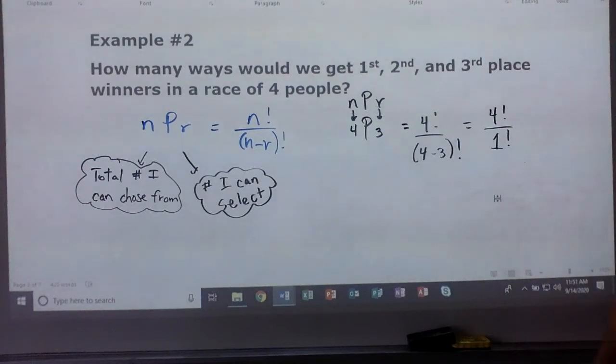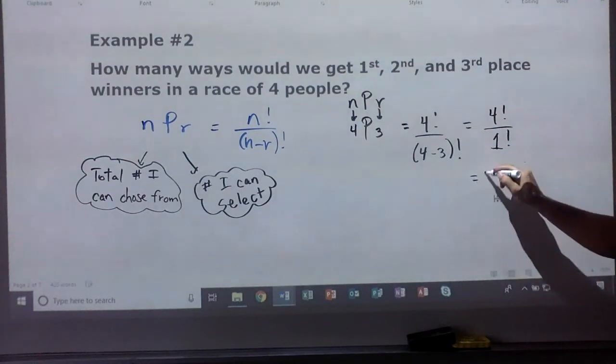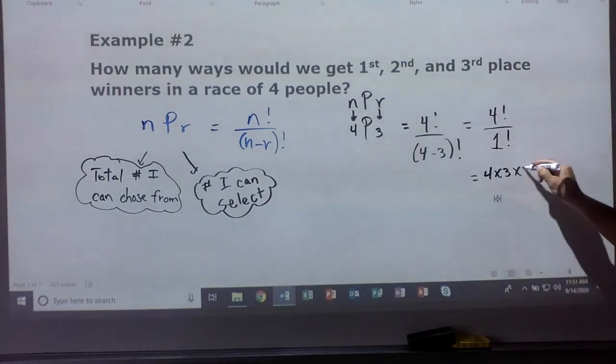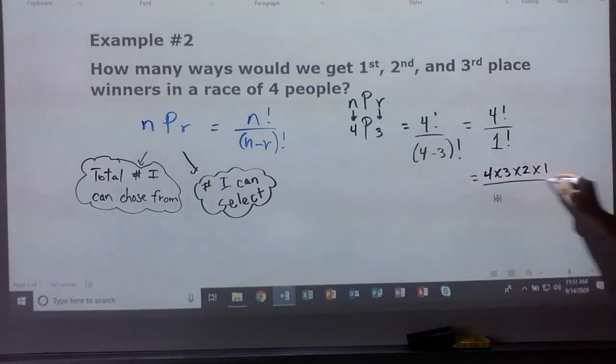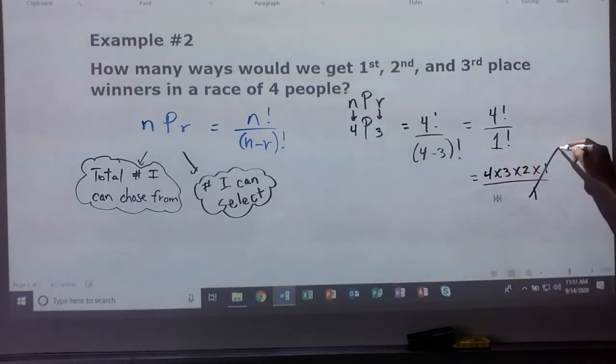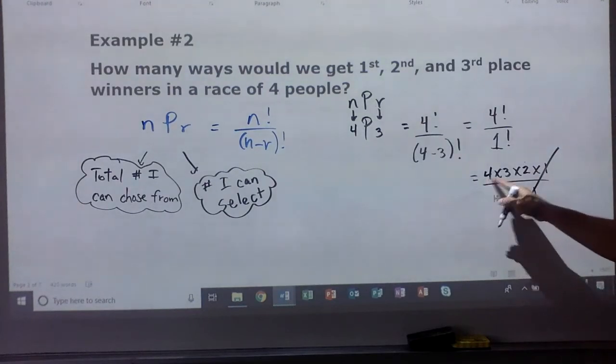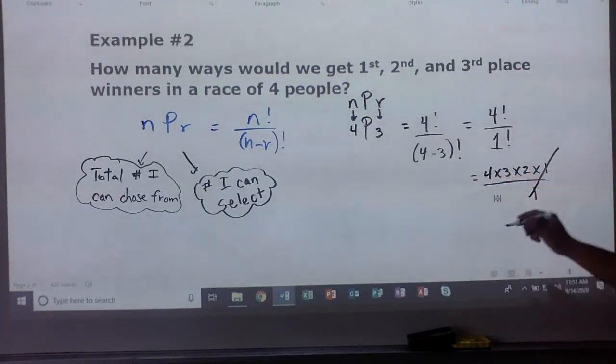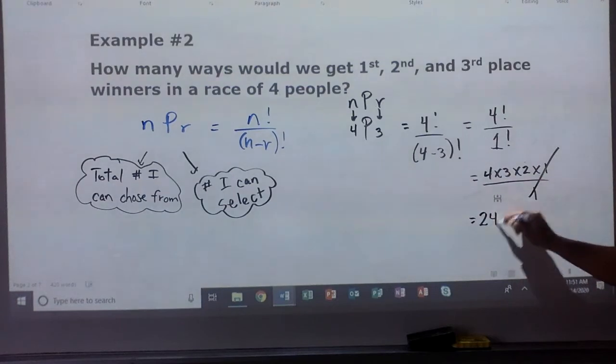But what do you know? I gotta go all the way to the bottom. So 4 times 3 times 2 times 1. And I go to 1 because this is 1. This cancels. So 4 times 3 is 12. 12 times 2 equals 24.